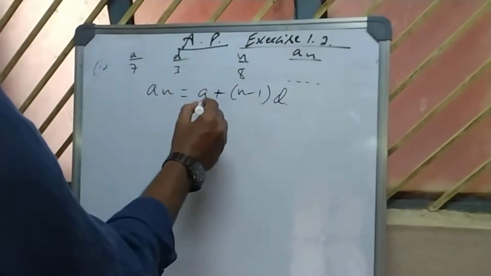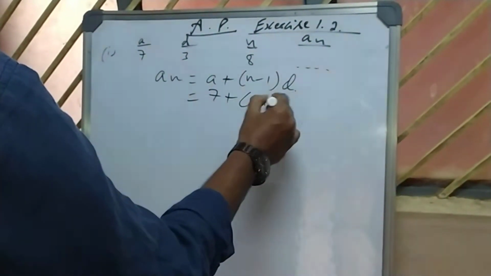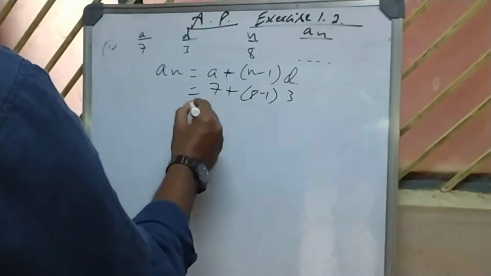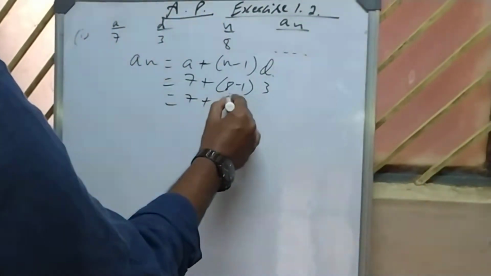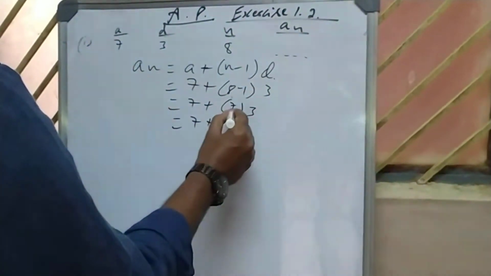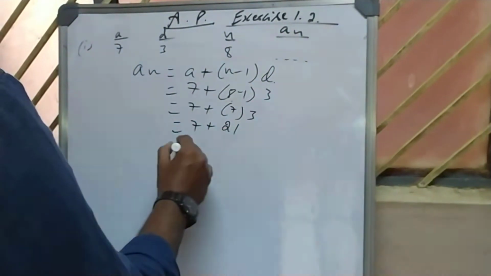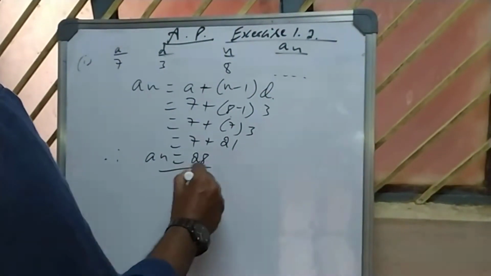Value of a is 7, n is 8, d is 3. So we will do 7 plus (8 minus 1) is 7, into 3. 7 plus 7 into 3 is 21, 28. Therefore, value of an is 28.